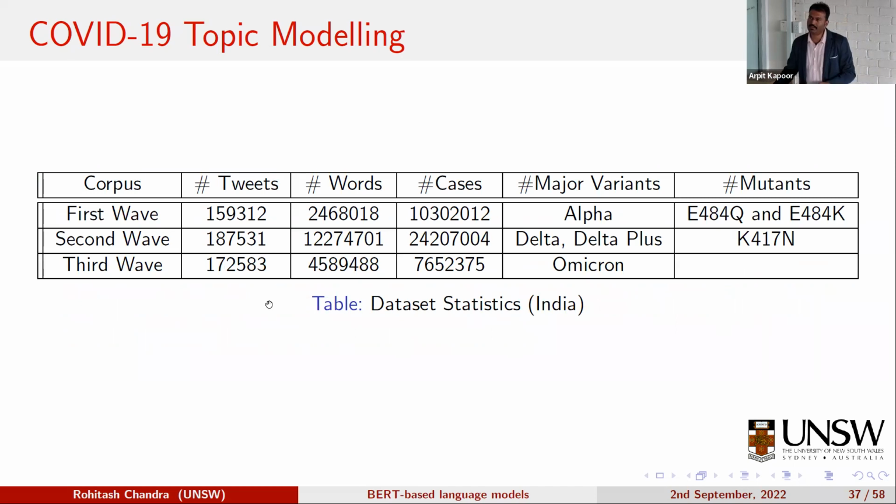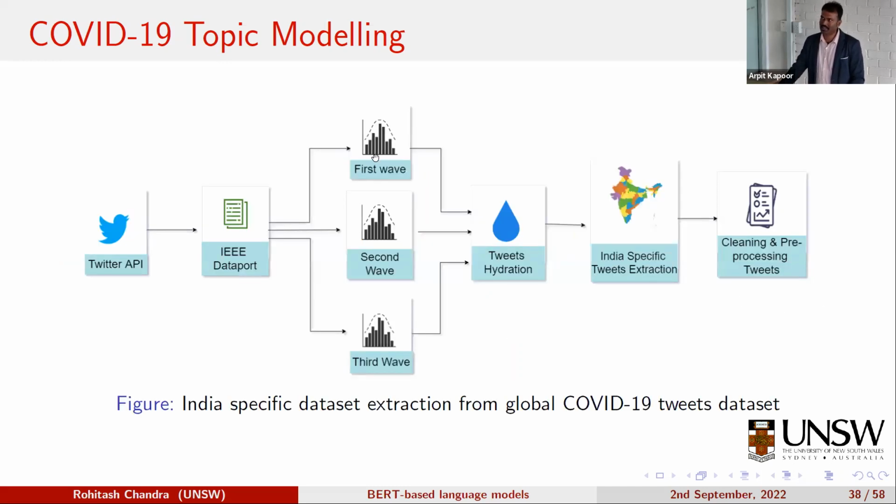So the first wave: the tweets, some data, and the cases. These are the peak cases reached in the first wave, and then the second and the third. And this is topic modeling; it's a different ball game. We have this IEEE DataPort from where you get the data for the second and third waves, and then tweet hydration. We extract the data ourselves. In the work done previously, we were relying on data from other people who extracted it, but they only covered the first wave.